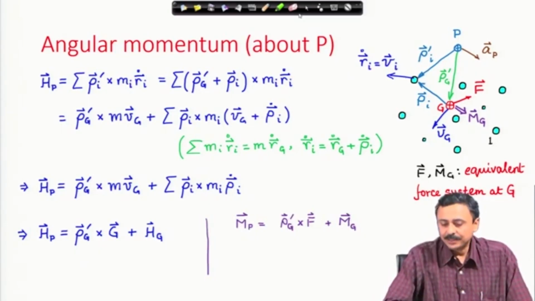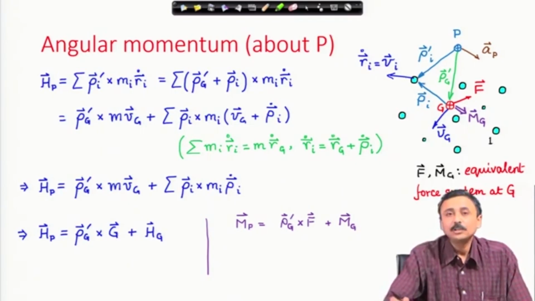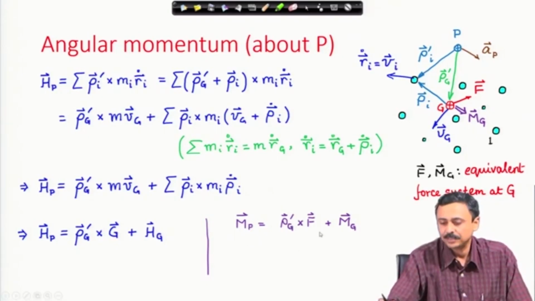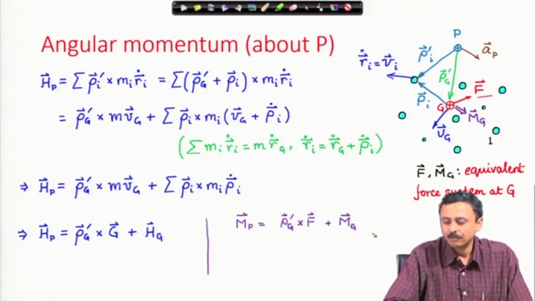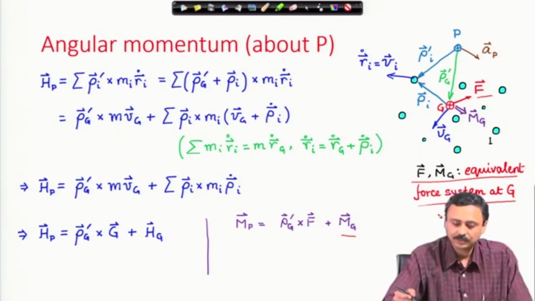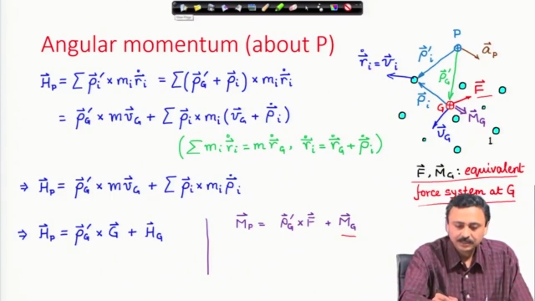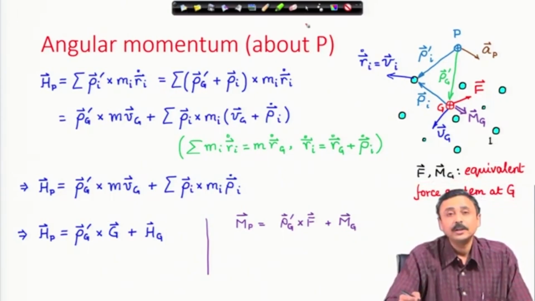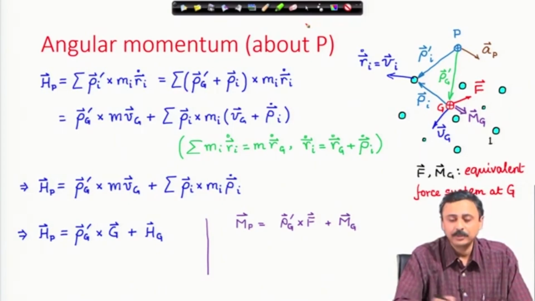We can relate the net moment because of all these forces acting about P. Net moment about P is nothing but this moment arm cross F, this F is the net force at G, plus net moment about G. Therefore, this equivalent force system, this is what I am using, I am shifting this to P. Therefore, this Mp is nothing but the net moment acting about P, but this is not very conveniently expressed in terms of rate of change of the angular momentum about P.